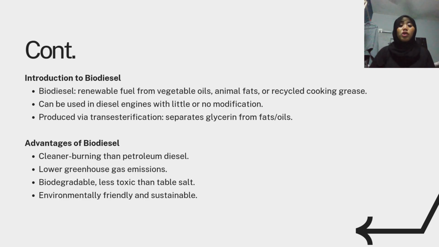Biodiesel is typically produced through a chemical process called transesterification. This reaction separates glycerin from fats or oils, leaving behind methyl esters, which is the chemical name for biodiesel.